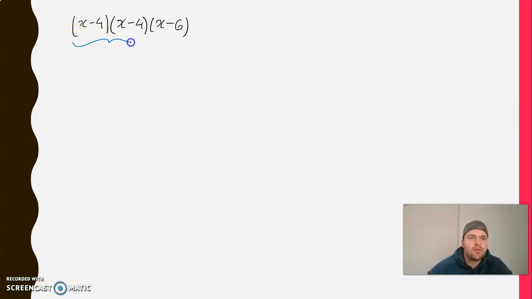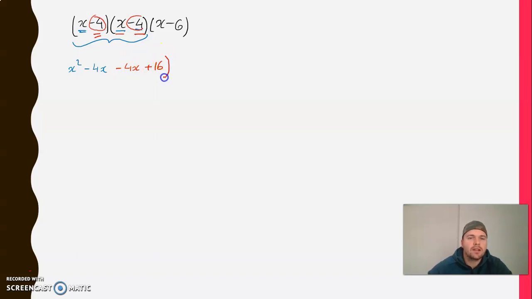Again, I'll just focus on these first two brackets. So x times x is x squared. x times minus 4 is minus 4x. Then I finished with that. Now this is a minus 4, I'm going to circle it. Minus 4 times x is minus 4x. Then I have minus 4 times minus 4, which is plus 16.